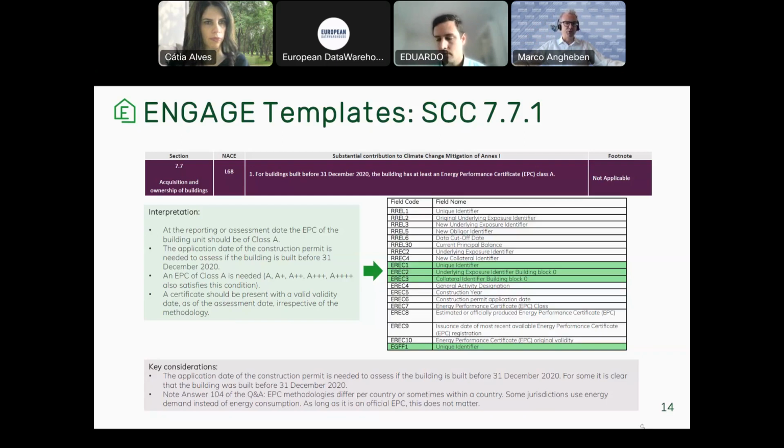Most importantly, also in terms of the EPC, and as you know, the EPC varies along the time. This should be reported together with a valid date, irrespective of the methodology that has been applied for the EPC itself. Next.